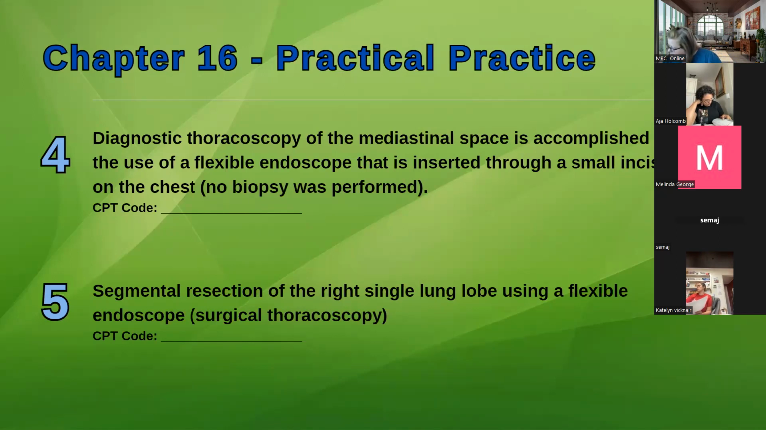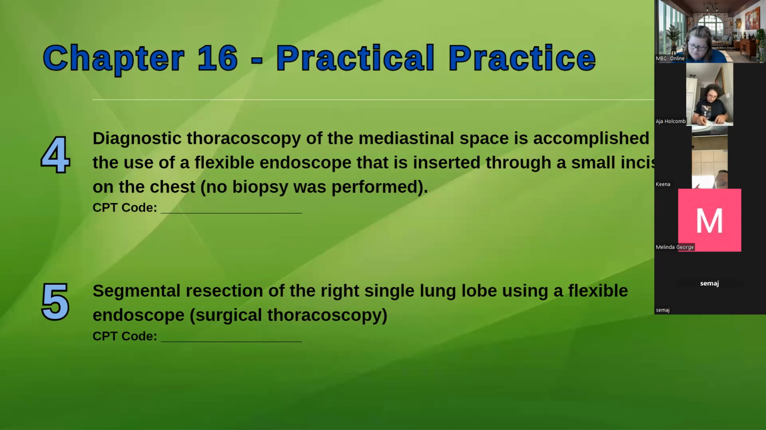Let's see. I think you were right about the lobectomy, because I'm not seeing anything else that fits. So I think you were actually correct on that. 32663. Let's see what that says. I got 32500. 32500, where are we getting that one from?